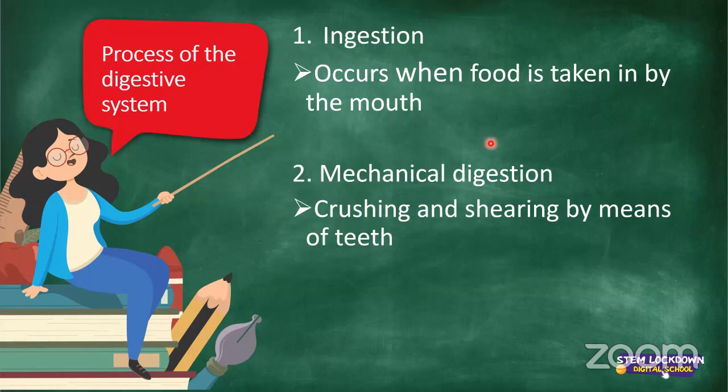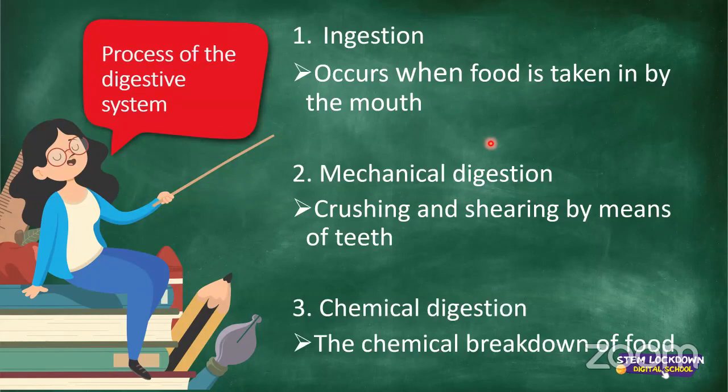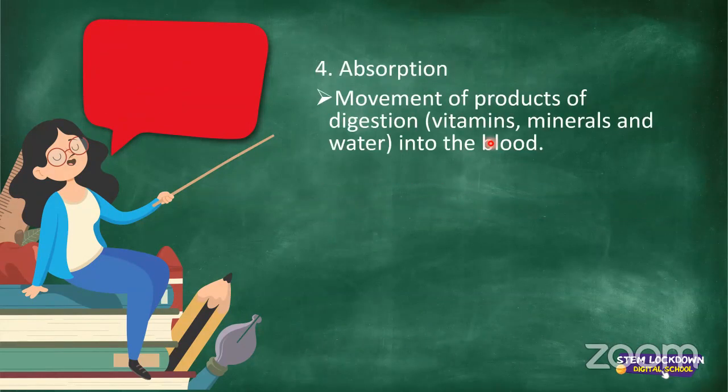The third thing that happens is chemical digestion. This is the chemical breakdown of food. The fourth thing that occurs is the movement of the products of digestion. Basically, the products of digestion are the nutrients that you get from the food that you eat: your vitamins, your minerals, and your water. They move into the blood. That process happens by absorption.